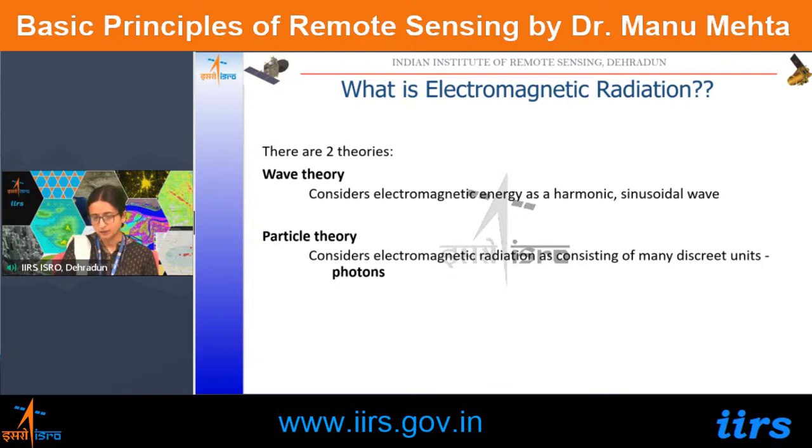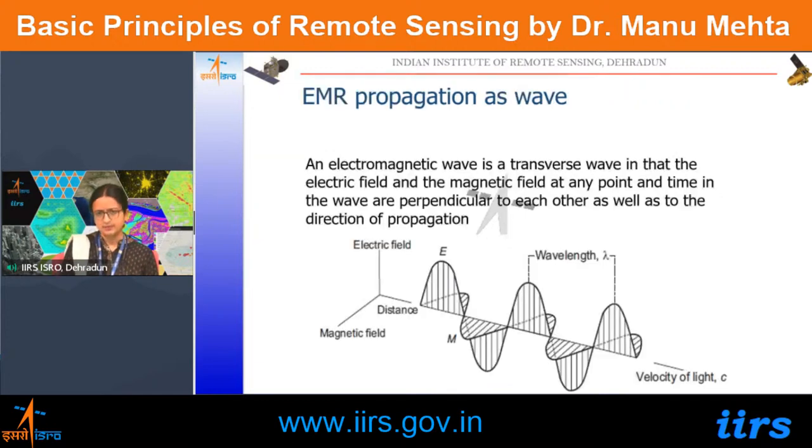We call them photons. So let me spend some more time on electromagnetic radiation as a wave. As the name suggests, it has electric fields and magnetic fields, and these two fields are perpendicular to each other. You can see this in the diagram shown here.